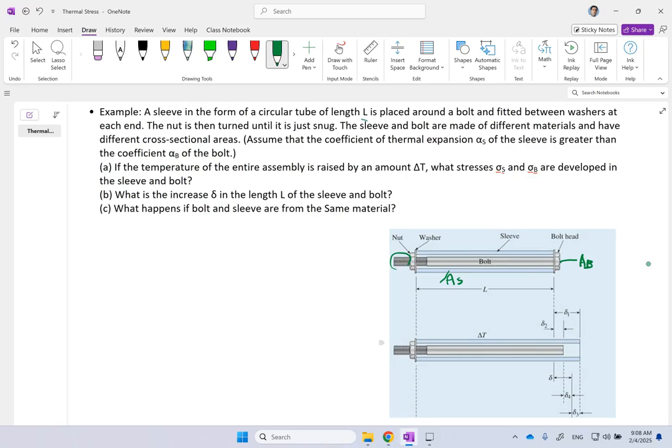The alphas for the material for sleeve and bolt are different. For the bolt it is called alpha bolt, and for the sleeve it is called alpha sleeve, and alpha sleeve is bigger than alpha bolt. Which means when you put them under the same temperature change, the sleeve wants to expand more, but the bolt is not going to let it happen. And for that reason, there will be compression in the sleeve and tension in the bolt.